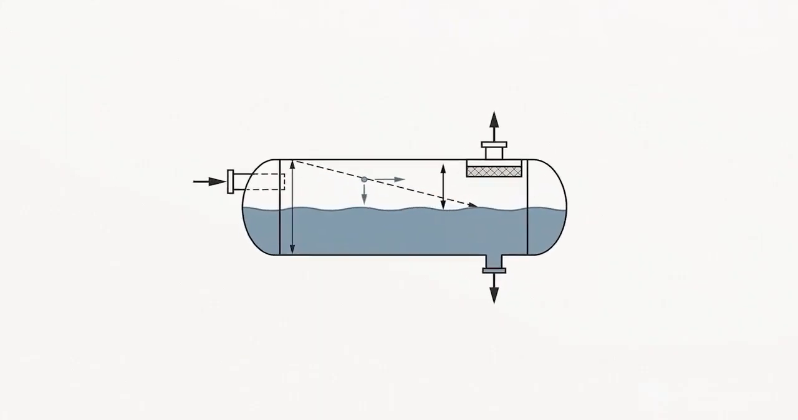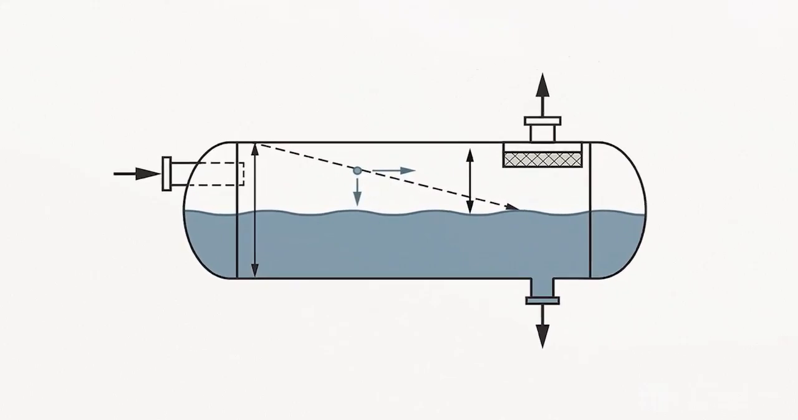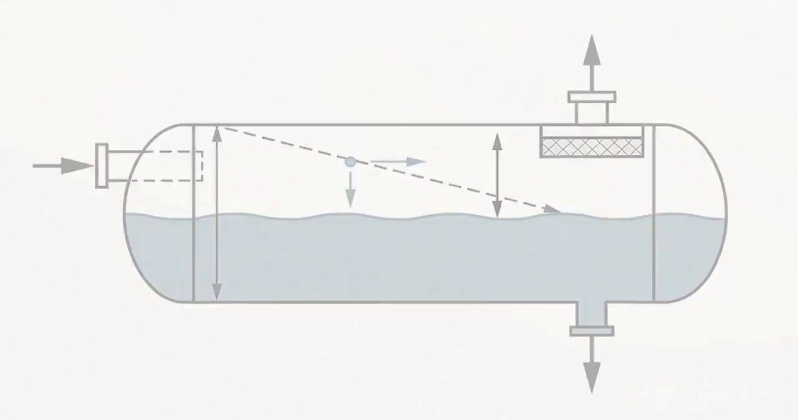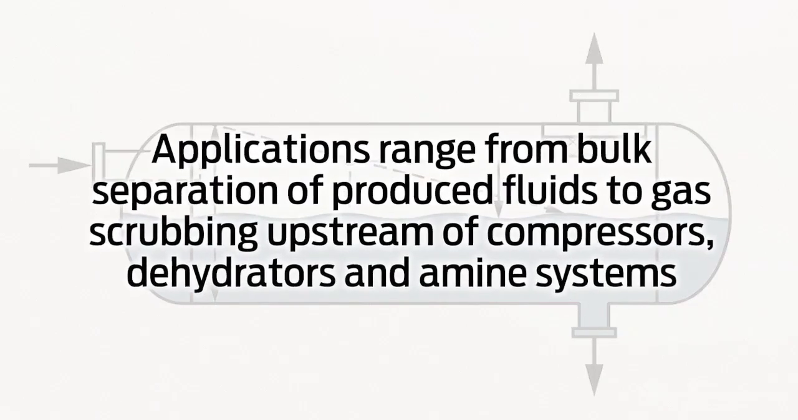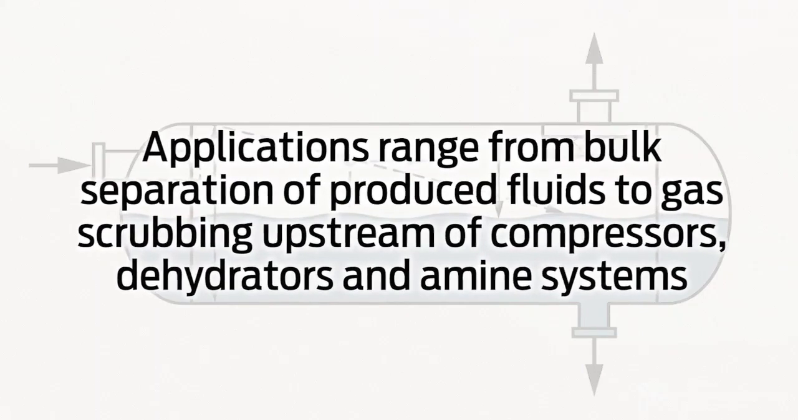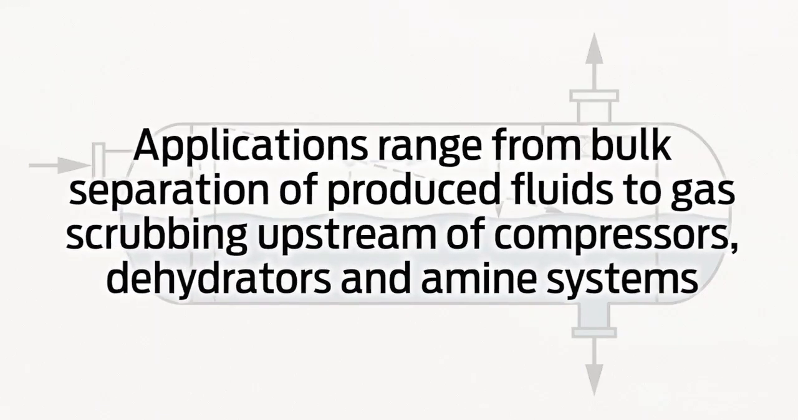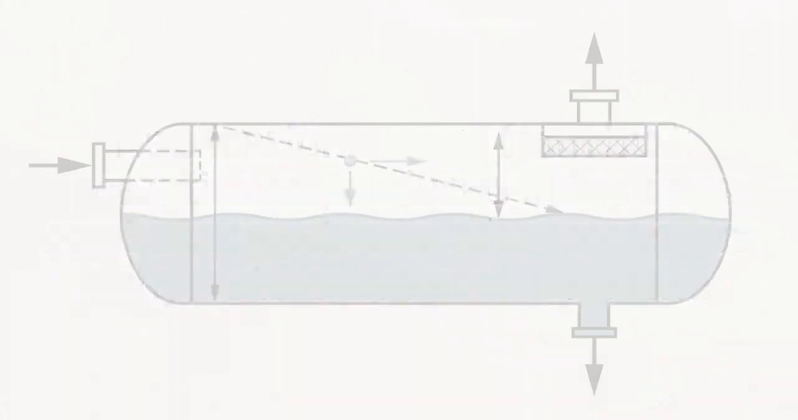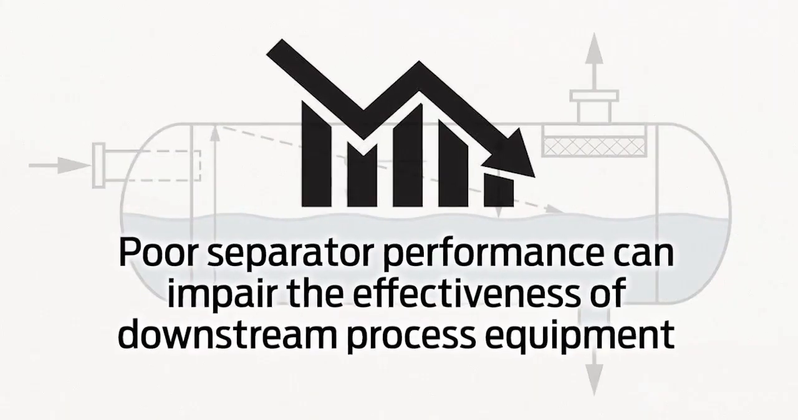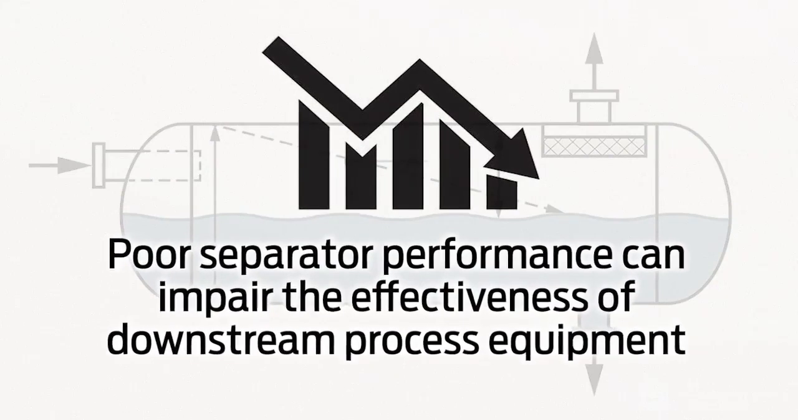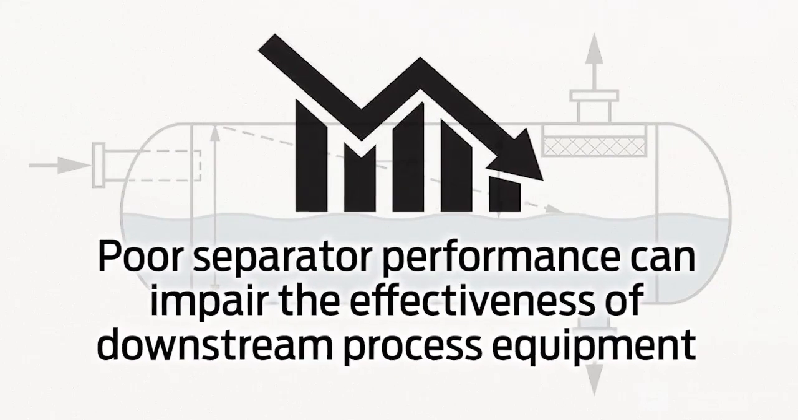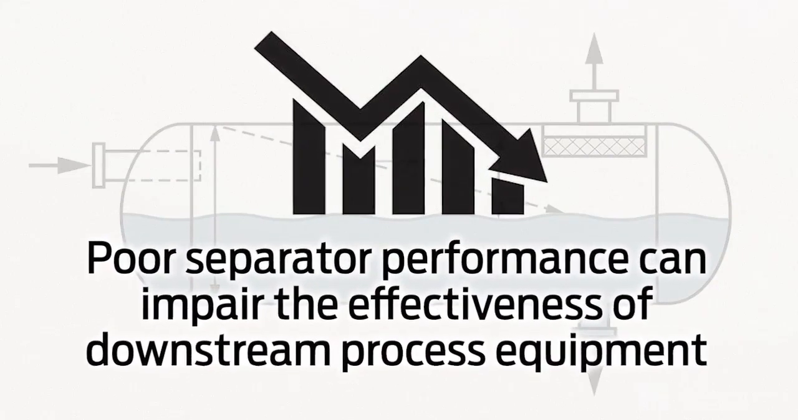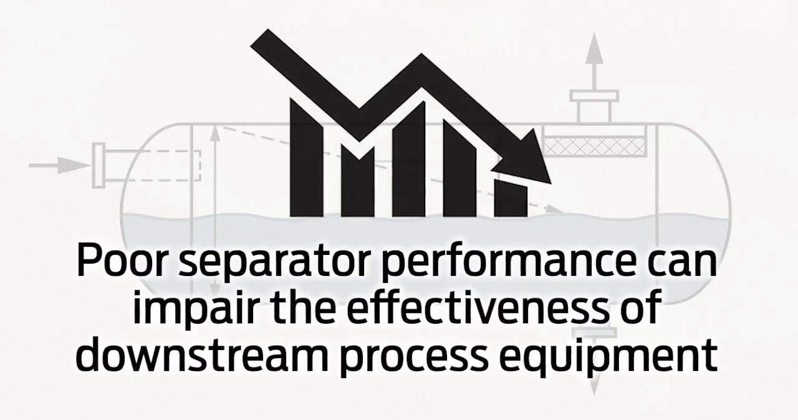Separators are a critical but often overlooked component in a processing facility. Applications range from bulk separation of produced fluids to gas scrubbing upstream of compressors, dehydrators, and amine systems. Poor separator performance can significantly impair the effectiveness and availability of downstream process equipment, which in turn reduces profitability.